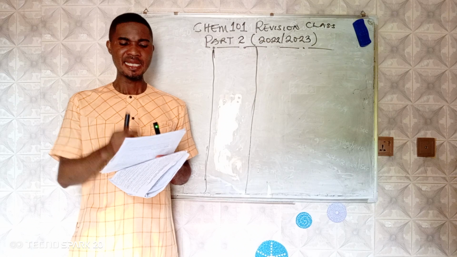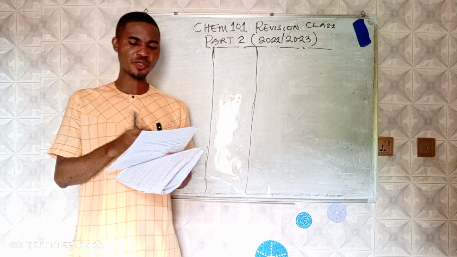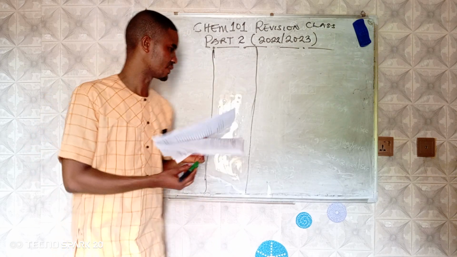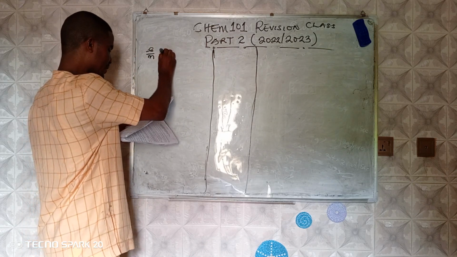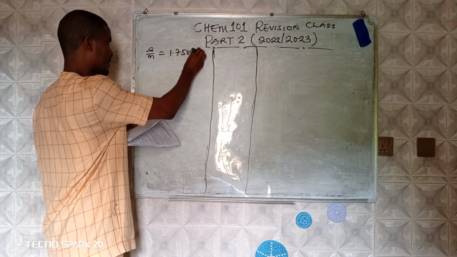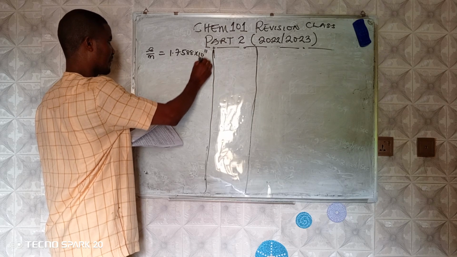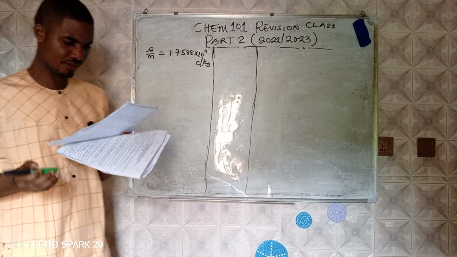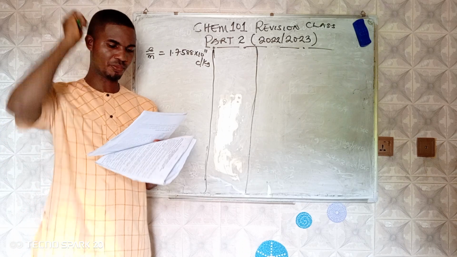According to Thomson, electrons are negatively charged. J.J. Thomson also obtained the charge to mass ratio of an electron, that is e/m. He obtained it to be 1.7588 times 10 raised to power 11 coulomb per kg.